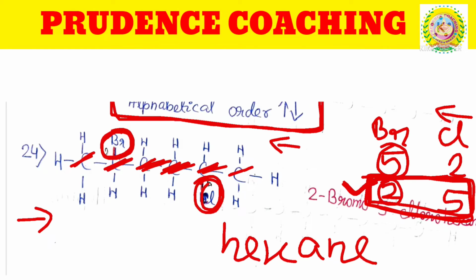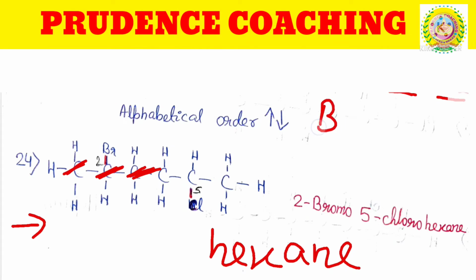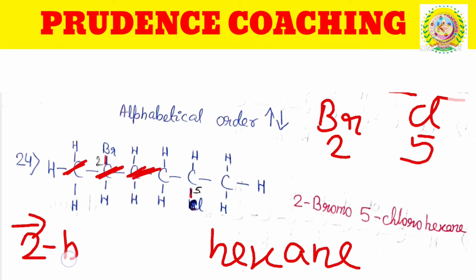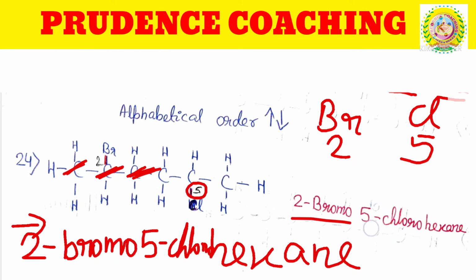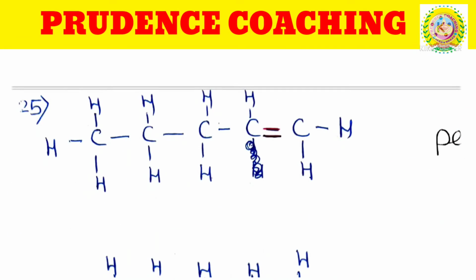So let's see how you are going to write. According to this, bromine will get 2 and chlorine will get 5. So here you need to write 2, that is the position of bromine, dash, that is hyphen, then write bromo. Then we have chlorine in the fifth position, the 5-chloro, CHLORO, chlorohexane. So our answer will be 2-bromo-5-chlorohexane. Now let us move on to the next.